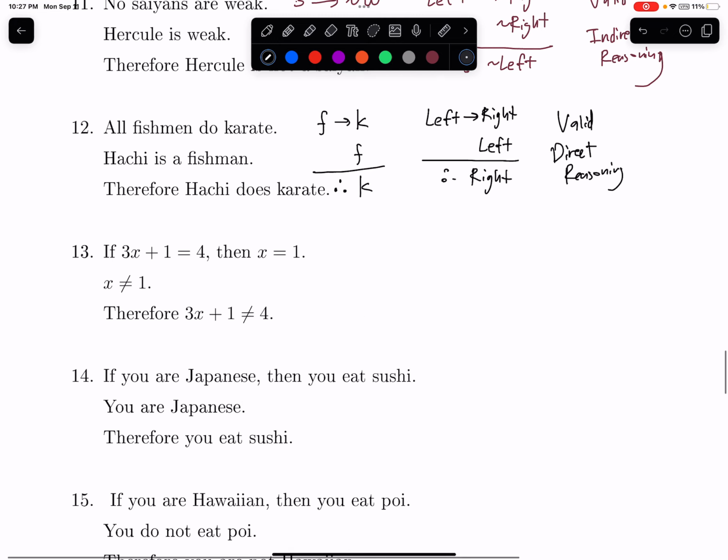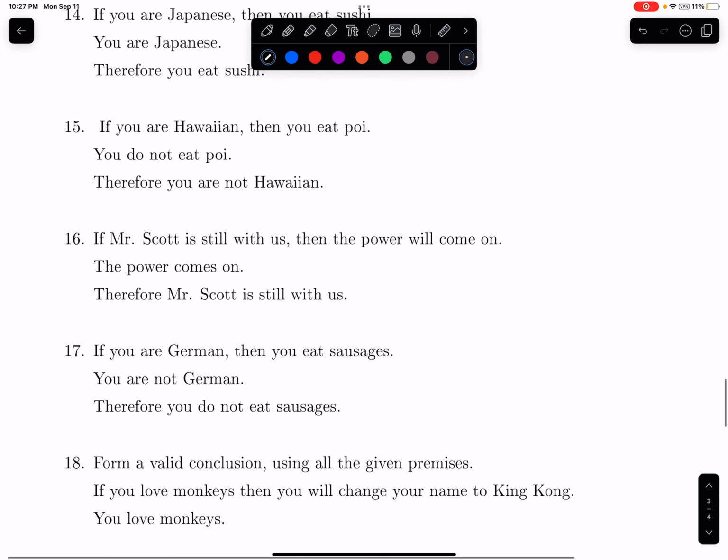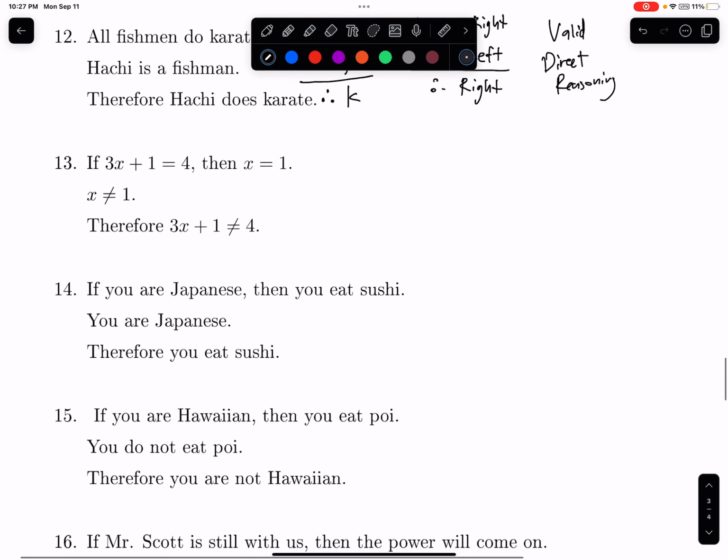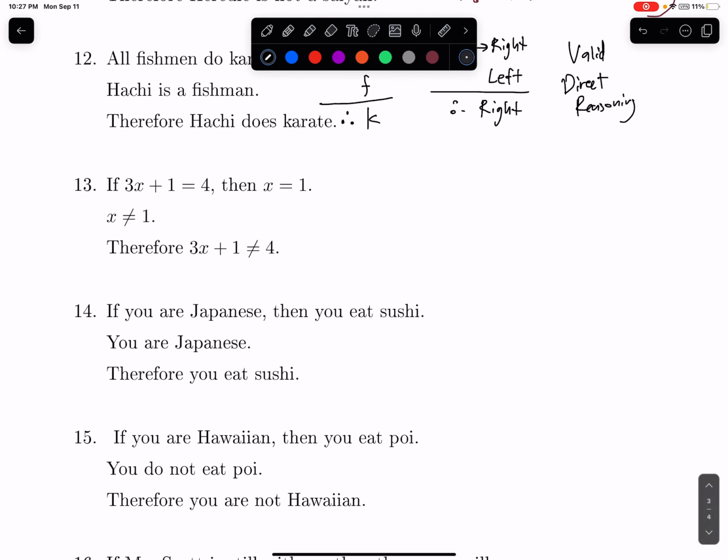Okay, number 13. How many more we got there? 13, 14, 15, 16, 17. A few more. Okay, 13. I've got an if-then statement. This time, it happens to be math. But that's no big deal. Don't be scared. Here I've got if this, then that. So 3x plus 1 equal to 4. That's the first premise. Let's just call that P.